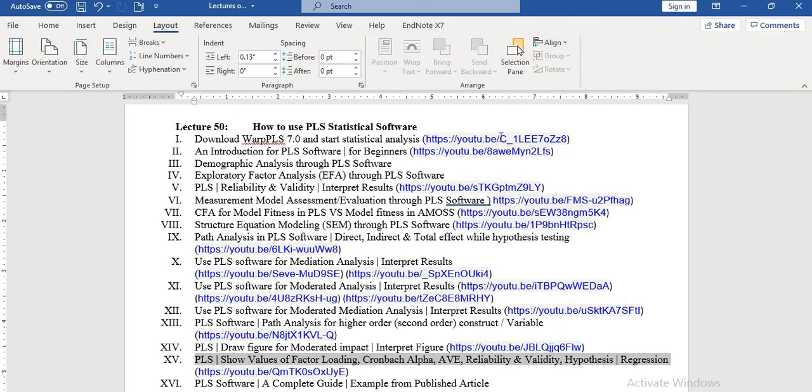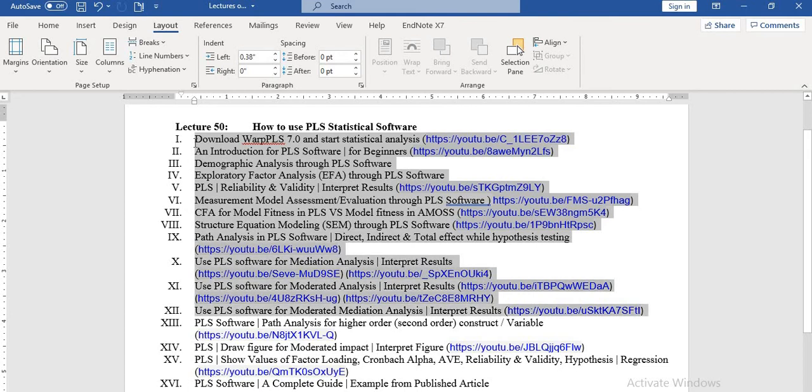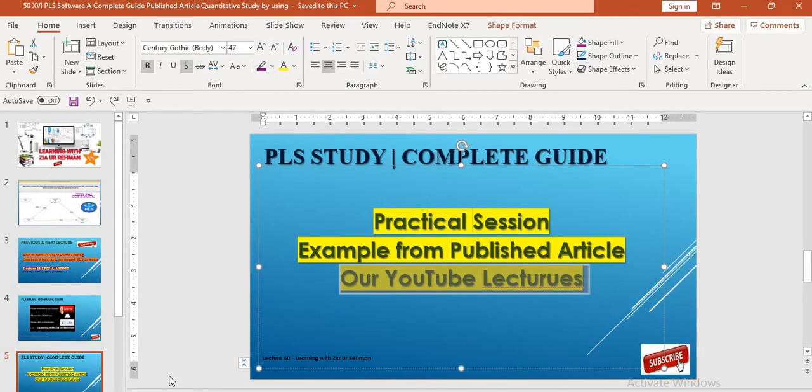Please, you are requested to listen to all these lectures if you want to become a good user of the PLS software. This is a complete guide about using the PLS software.